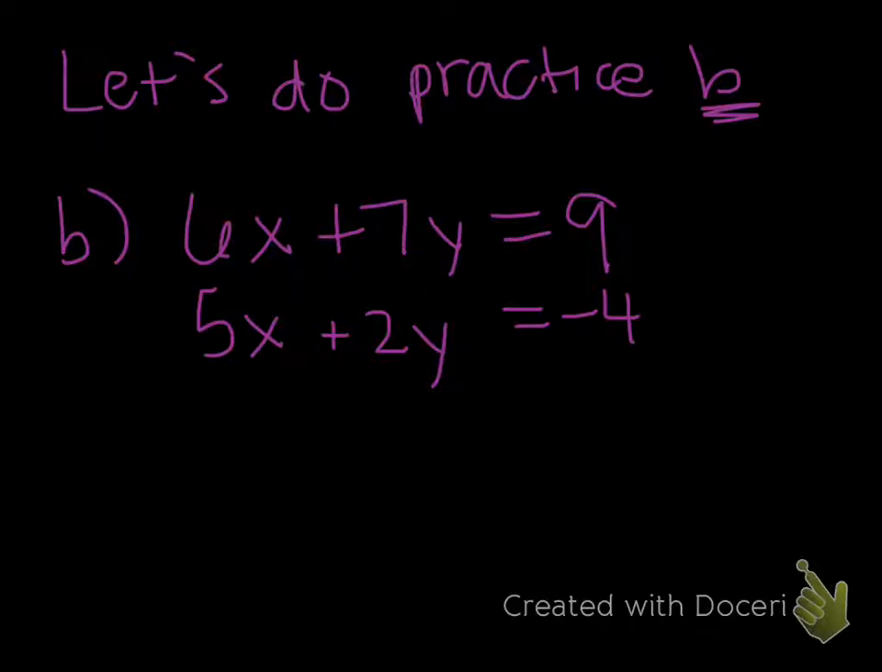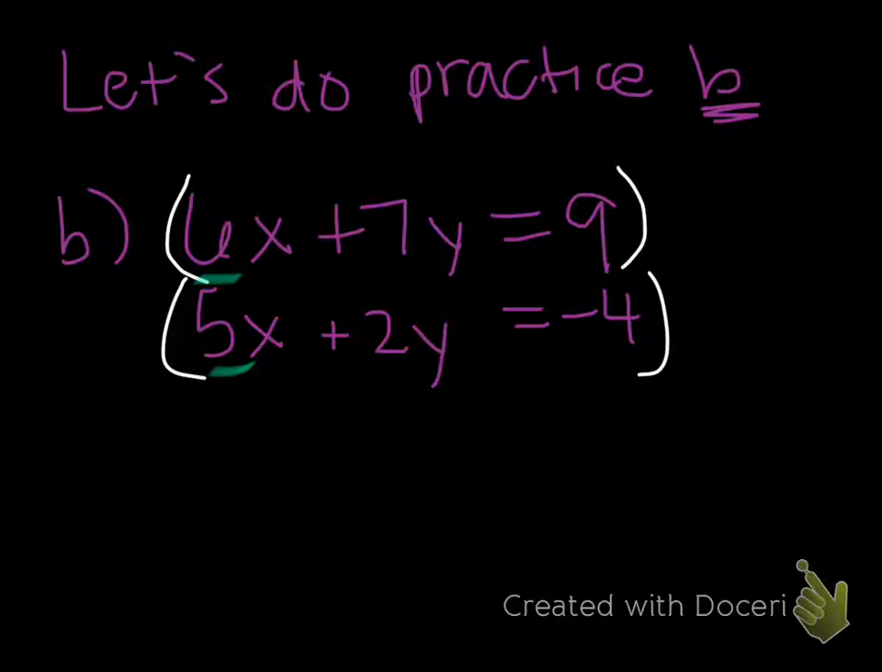So for this one, notice none of my variables match up or cancel out. So we're going to have to force it to happen. Typically, students prefer to cancel x's over the y's. It really doesn't matter. So you always will look at the two equations and determine what your GCF is. So let's go with the x's. I have a 6 and a 5. So my GCF between those two would be 30.